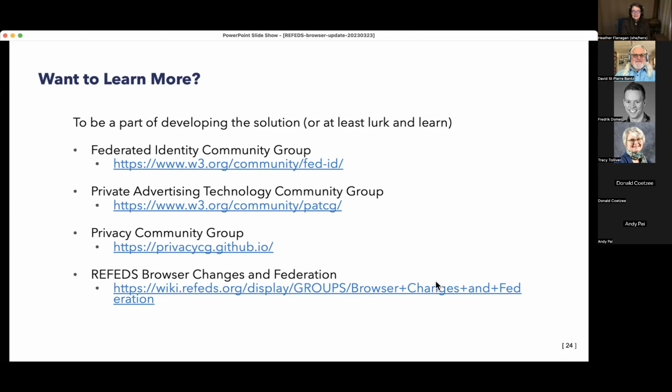And last but not least, REFEDS, as of this year, has kicked off a browser changes in Federation working group. This is very much focused on the R&E use cases and how we can collectively influence what's happening in browser land. I think for those of you in R&E who cannot join the W3C for whatever reason, you're certainly welcome to join the REFEDS group.